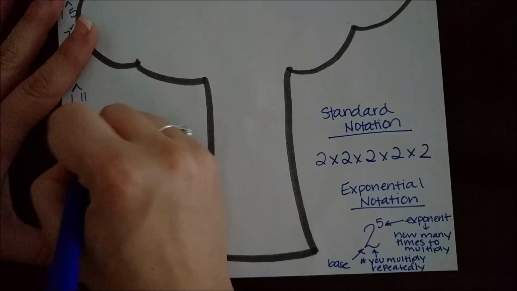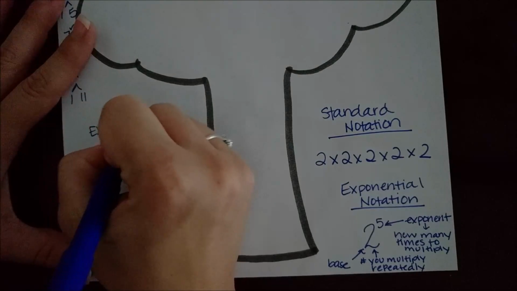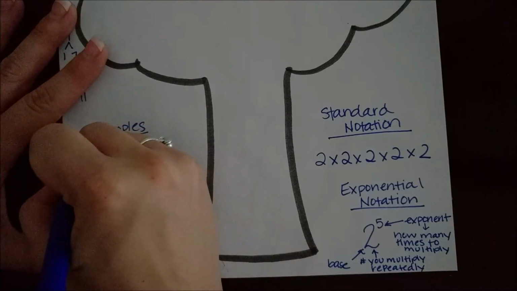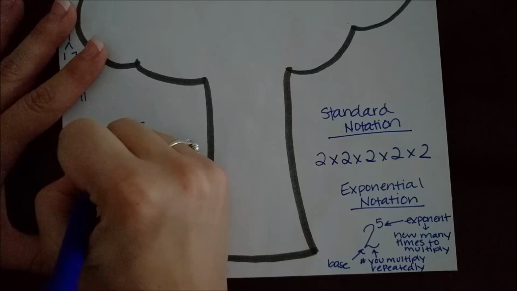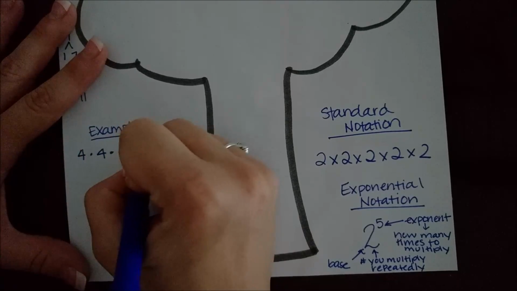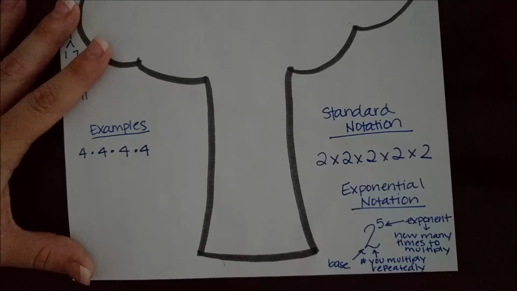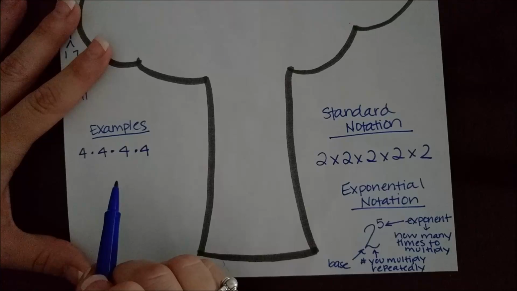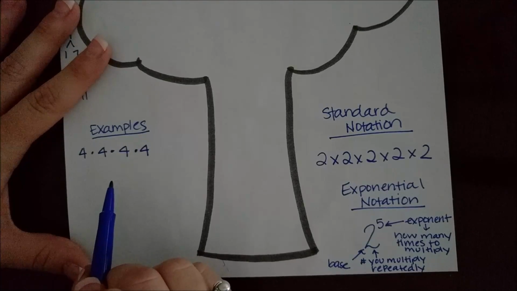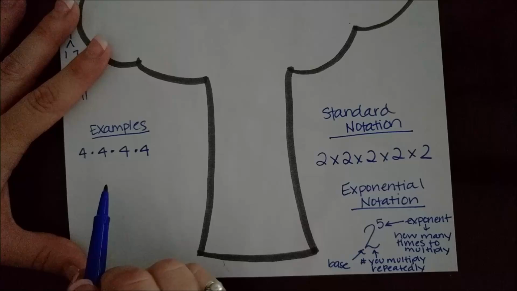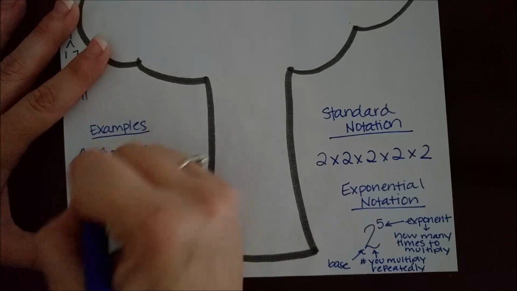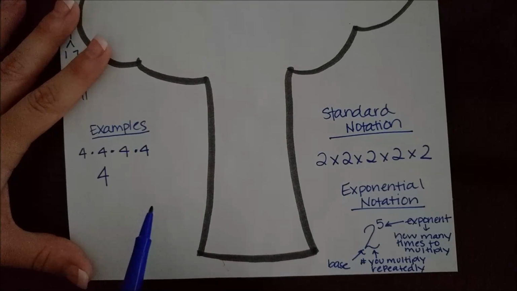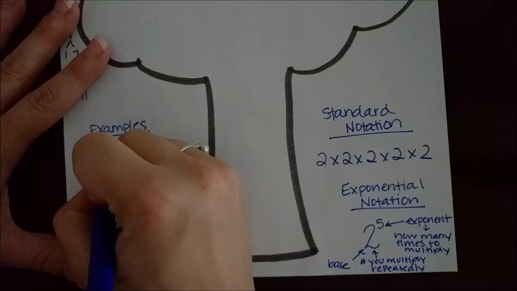Here's some examples. If I gave you 4 times 4 times 4 times 4, that's your standard notation. I want you to write it in exponential notation. So you need a base and an exponent. Remember, your base, or your big number, is what you are multiplying over and over. So what are you multiplying? 4. Your exponent, or your little number, is how many times you multiplied it. So 1, 2, 3, 4. 4 to the 4th.